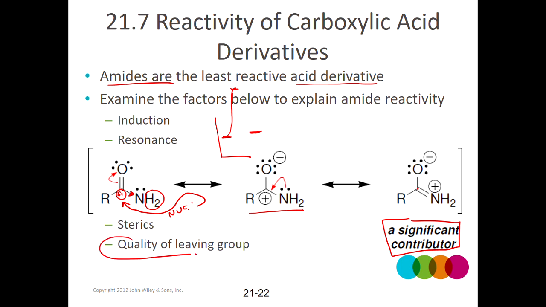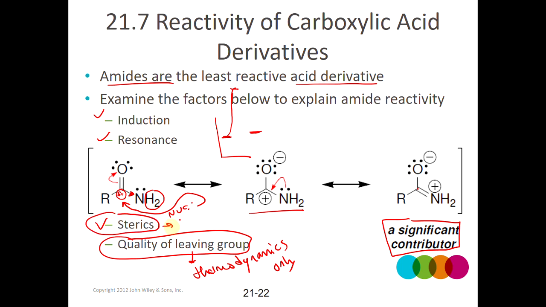Kinetics will not include a discussion of the quality of the leaving groups. This is only thermodynamics, because the leaving group is one of the products, and kinetics isn't about products, it's about how often we get to the transition state. But each of these other factors is relevant to both the kinetics and thermodynamics. Well, actually, the sterics isn't really relevant. This is for thermodynamics. This would be really kinetics only.